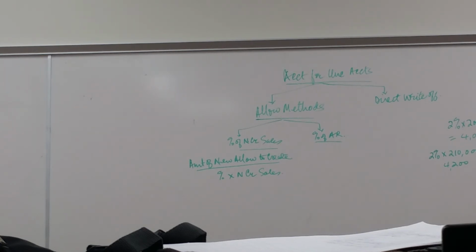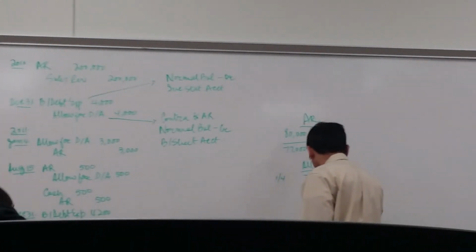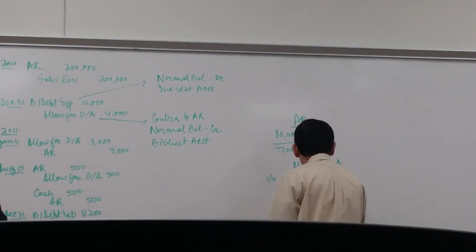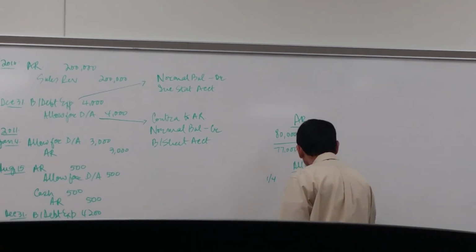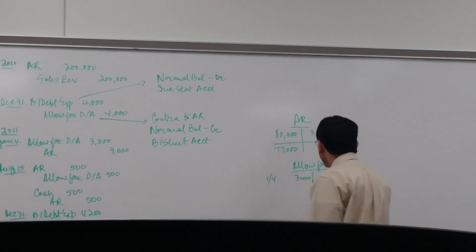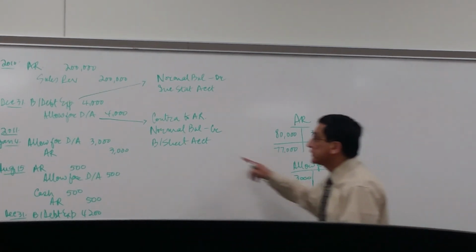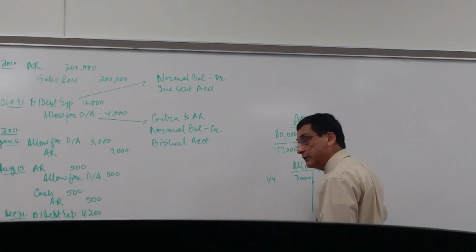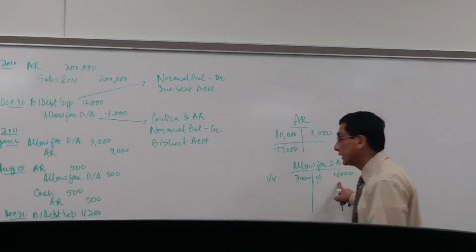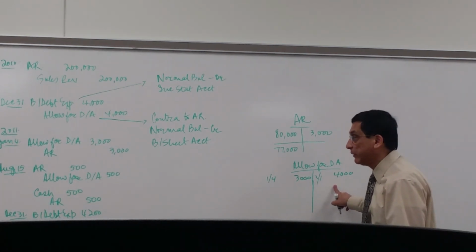Have I given you the year-end balance of AR, 90,000? The problem gives you the balance in AR at the end of the year, 90,000. You don't have to compute. What's going on with the allowance for doubtful accounts? Did the year start with 4,000, last year's ending balance, this year's beginning balance, agreed on Jan 1st?